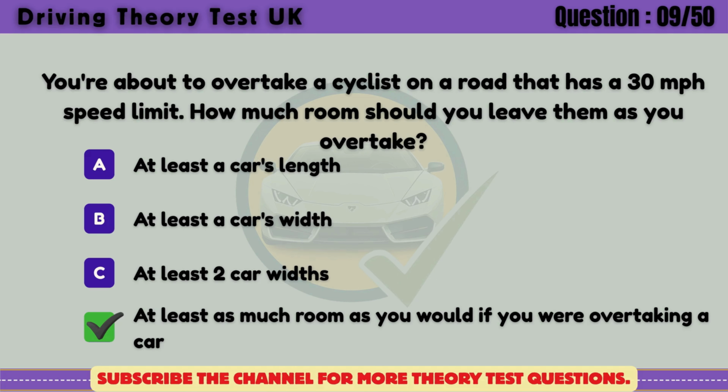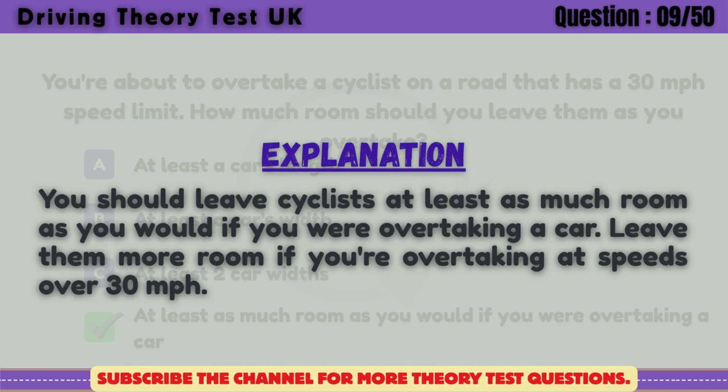Answer is D. At least as much room as you would if you were overtaking a car. You should leave cyclists at least as much room as you would if you were overtaking a car. Leave them more room if you're overtaking at speeds over 30 miles per hour.